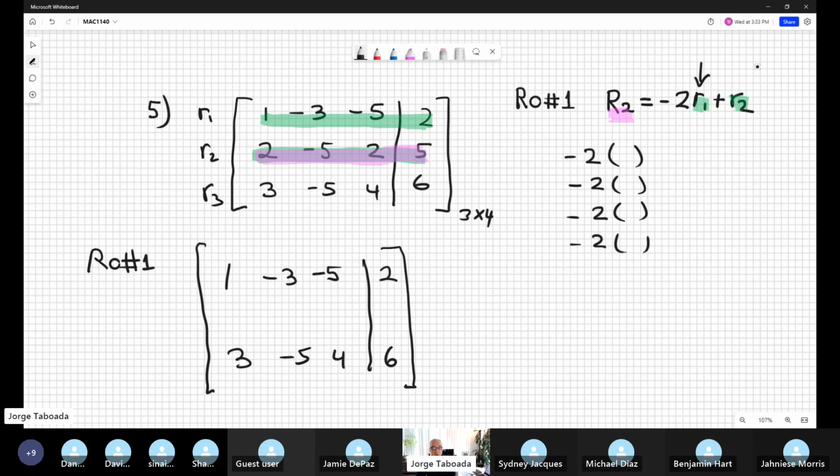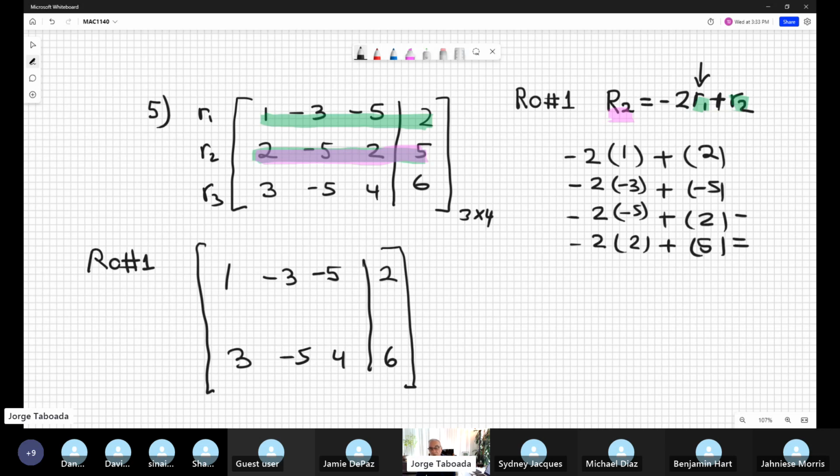Okay, it is 1, minus 3, minus 5, and 2. Plus, I am using that formula, look, this plus is row 2. Row 2, I have no idea who that is. Oh no, yeah, it's the one highlighted in pink, no? Okay, it's 2, negative 5, 2, and 5.